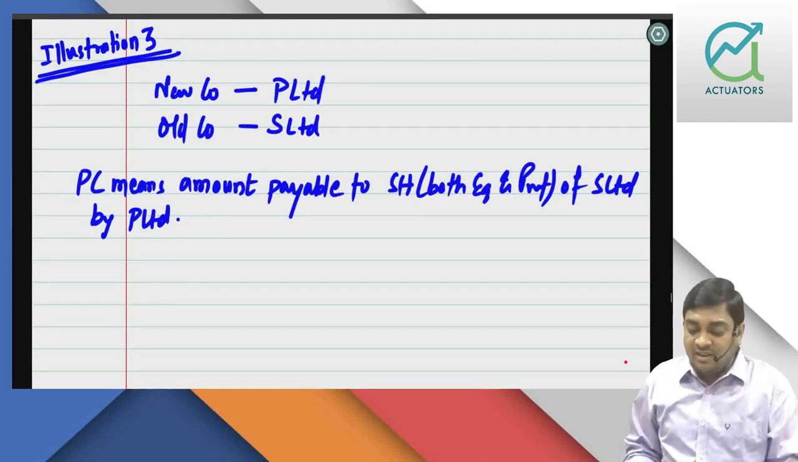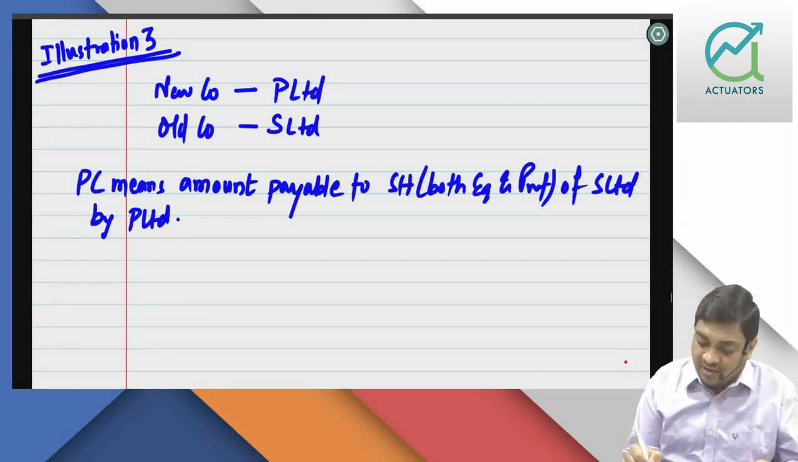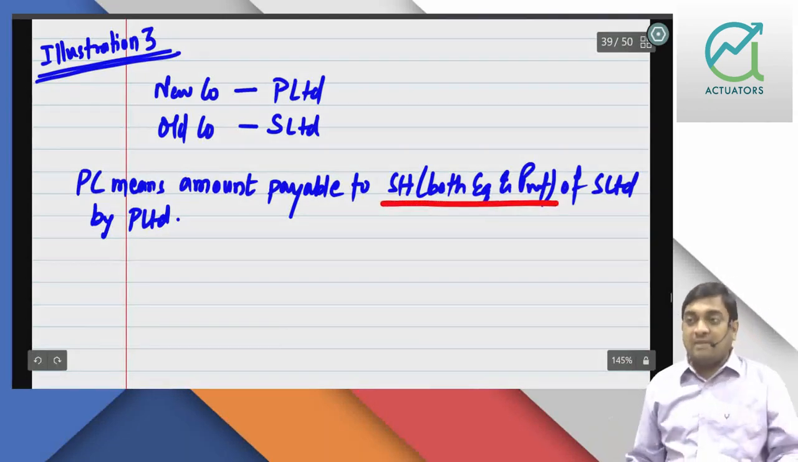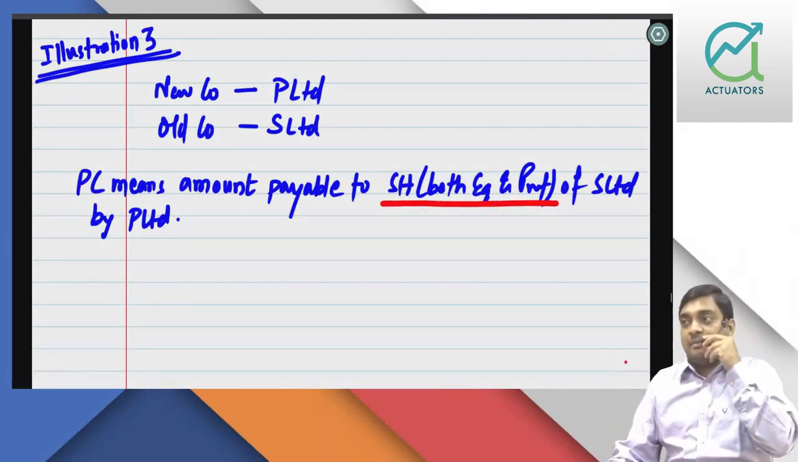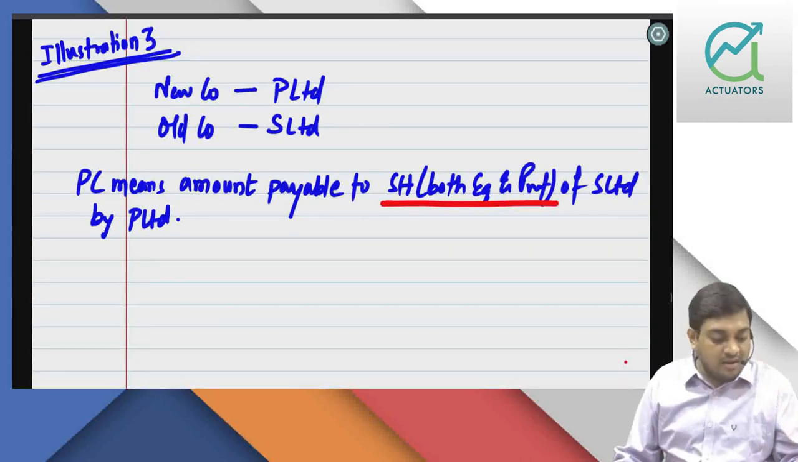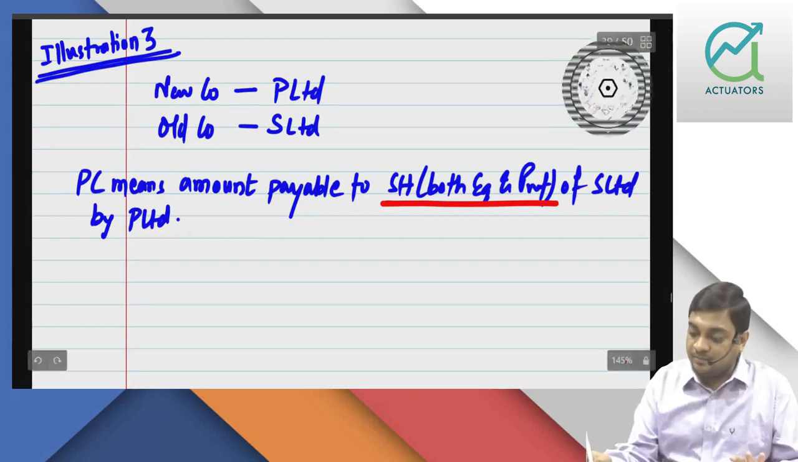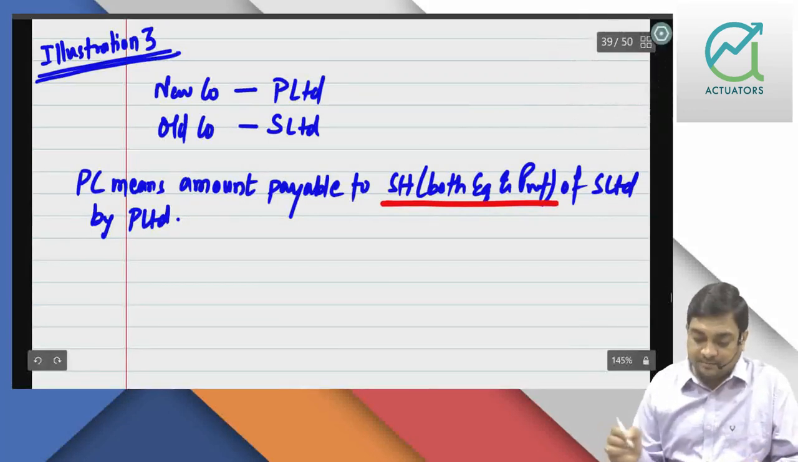They will only be relevant when I am doing PC calculation under the net asset method. So whatever you are giving to the shareholders, that is, both equity and preference shareholders of the old company, that will come in PC. No other information will come in purchase consideration. Right. So now we have to draw that format.